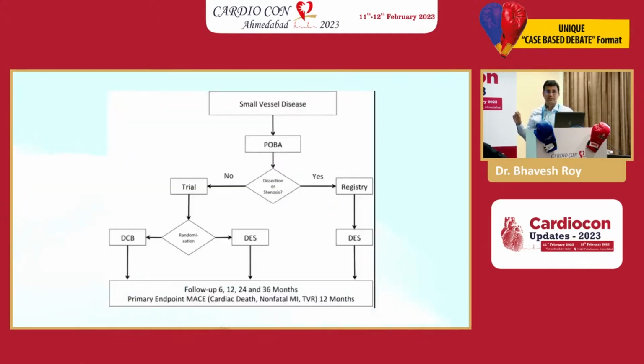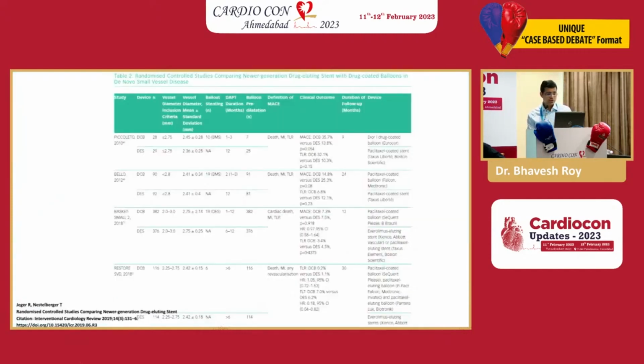This is the main pitfall of the trials, small vessel disease. What is it? Do the POBA. If there is any dissection or restenosis, yes, then go for the registry, not the trial. And what trials were shown, this Piccoletto, Bello, Basket Small, is a 2010 trial. It was with the paclitaxel, not with the sirolimus, which is available right now. And the number of patients were less. And we can see, they have not highlighted, 20% of the patients in the trial had a stenting done. They were posted for the drug-coated balloon arm, they went for the drug-coated balloon, and 20% of the patients went for the stenting.